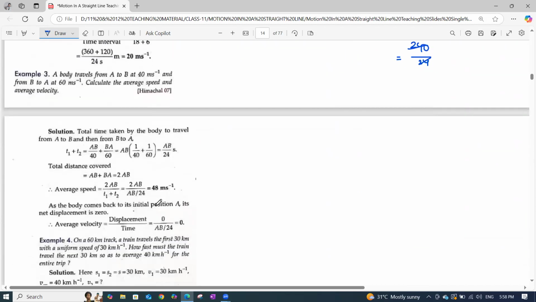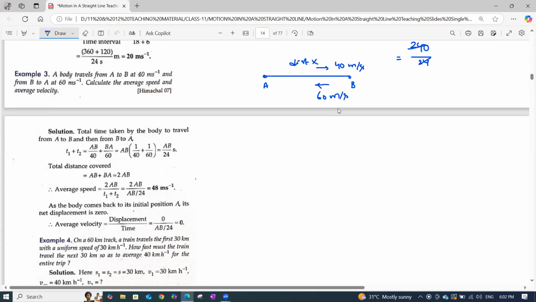Moving to the next topic. It is related to average speed and average velocity. Let us try to find it out. The question is: a body travels from A to B at 40 meter per second and B to A at 60 meter per second. Calculate average speed and average velocity. Here you see, this is A and B. They are not talking about distance, only speed. So A to B it is going with speed 40 meter per second, and B to A it is going with speed 60 meter per second.